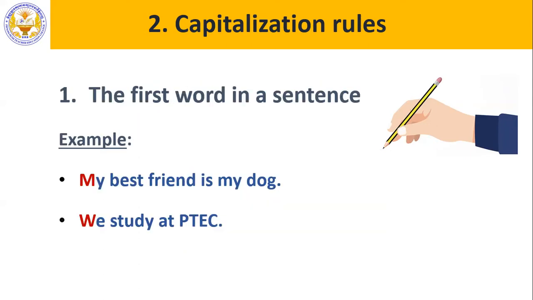1. The first word in a sentence. For example, My best friend is my dog. We capitalize the letter M. Why? Because it is the first letter of the sentence, or the first word of the sentence. 2. We study at Penh. We capitalize the letter W. Why? Because it is the first letter or the first word of the sentence.